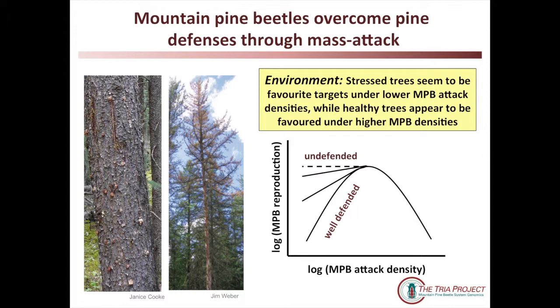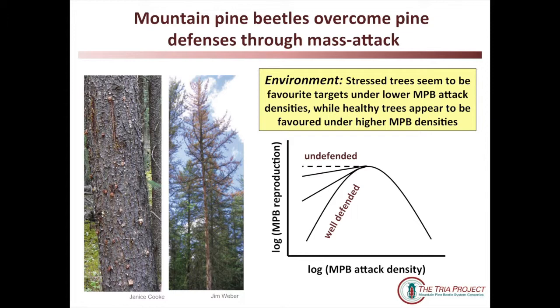Beyond a certain point, the trees are basically toast. There's enough mass there that when the tree gets attacked, there simply isn't enough defensive resource available for the tree to mount a successful defense, and the beetles will win. But down here, at the lower attack densities, the tree has a chance to win. And a well-defended tree has a better chance to win compared to a tree with less defensive capacity.